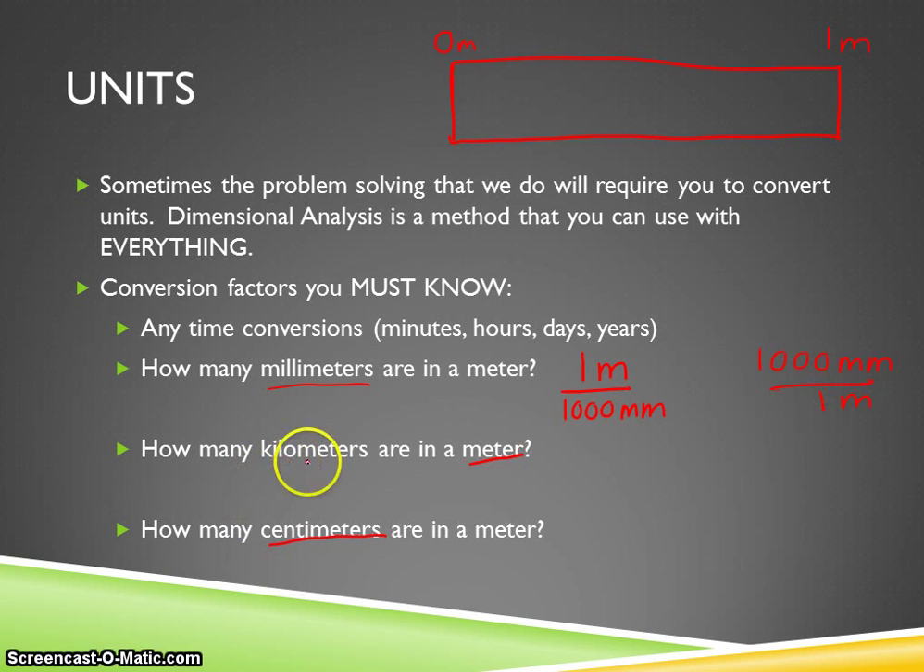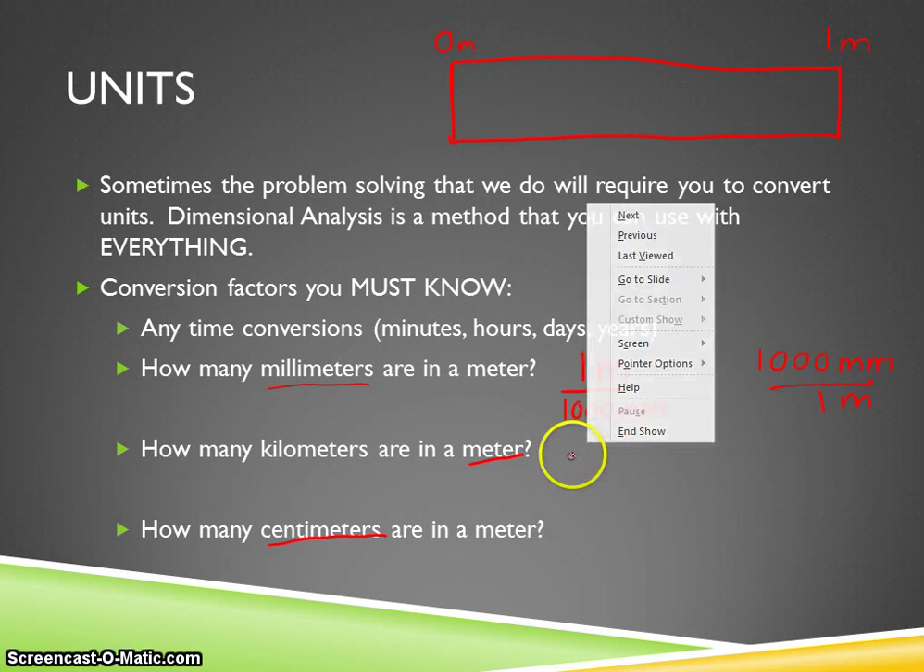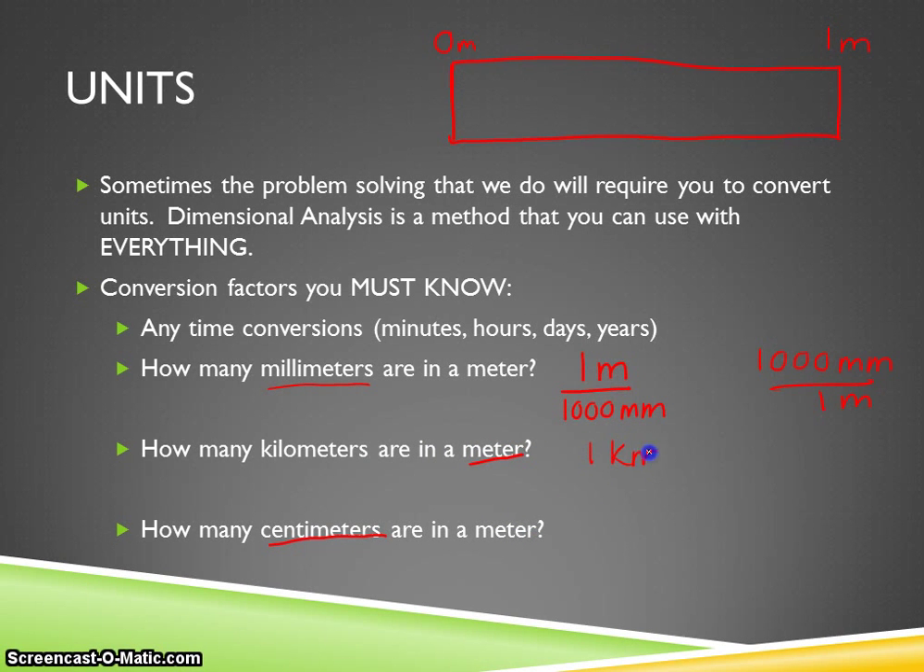Okay, so what about kilometers? Well, I know that the meter here is going to be the smaller unit, so I have to ask myself, okay, in 1 kilometer, how many meters is that? All right, well, kilo means 1,000 also, just like millimeter. So there's 1,000 meters in 1 kilometer. And we can write this same conversion factor this way. There's 1,000 meters in 1 kilometer.